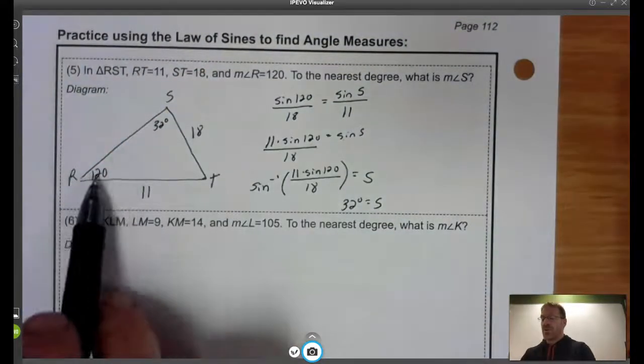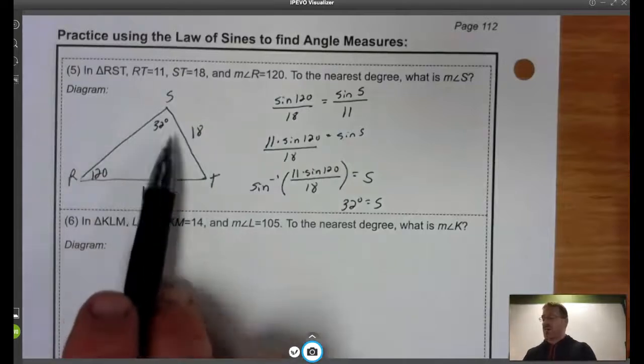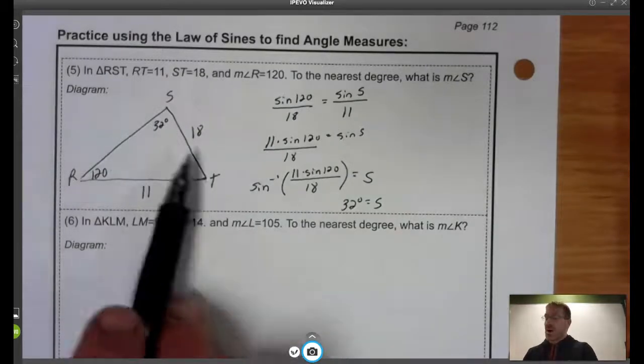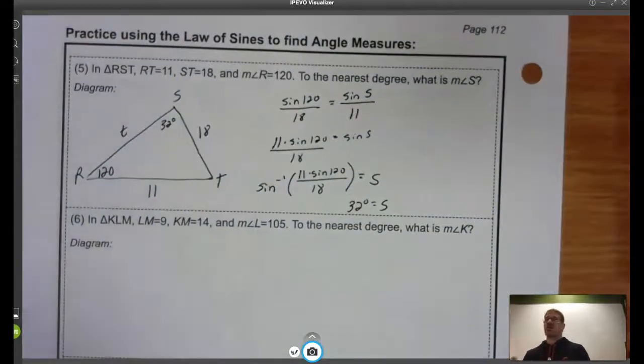And then once again, once I know these two, in this case, I have to use the information that I solved for, because if I wanted to find angle T, in order to find little t here, or RS, I would have to use that information. So sometimes you have to use the information you solve for, but if you don't have to, don't.